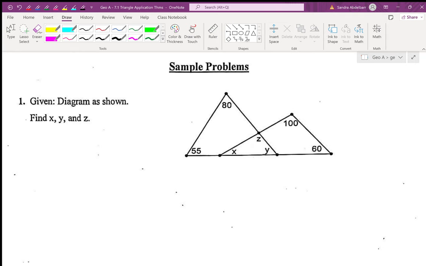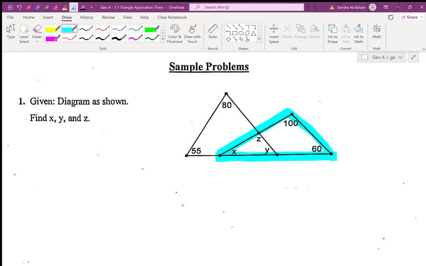I'm going to start off and find x. In order to find x, I'm going to use this triangle right here. Why did I choose that? Because in this triangle, I have 2 out of the 3 angles. If you have 2 out of the 3 angles in a triangle, can you always find the last angle? Yeah, because it has to add up to 180.